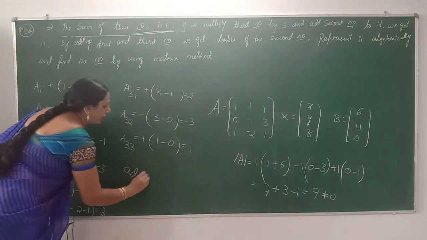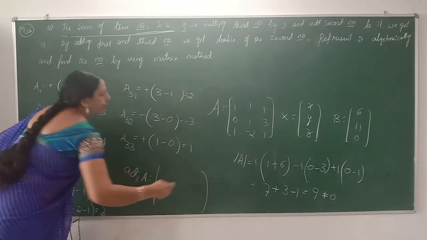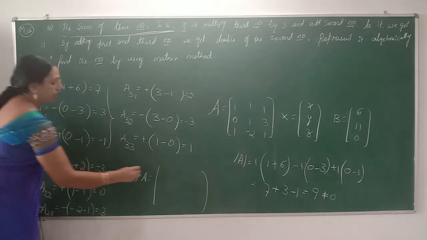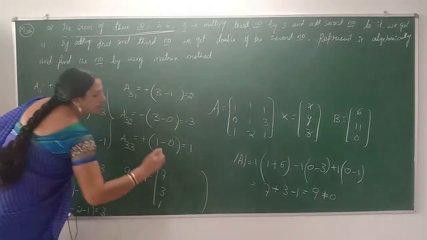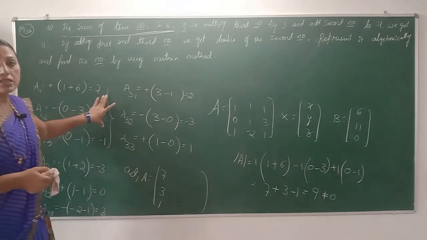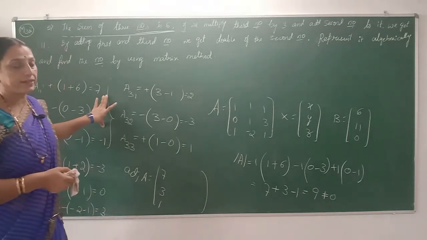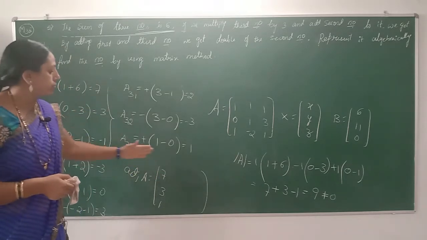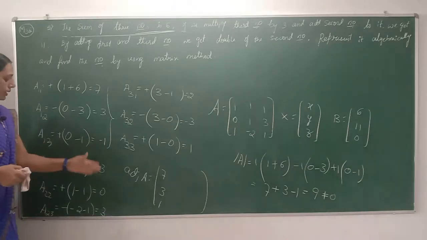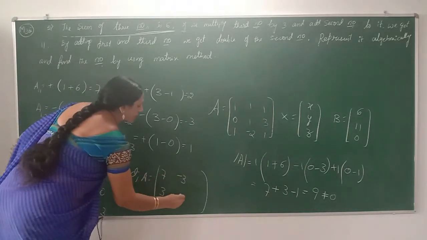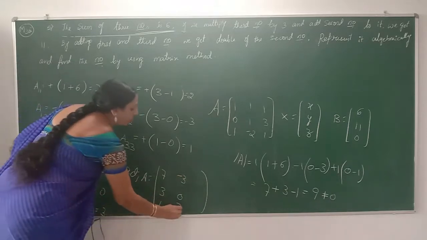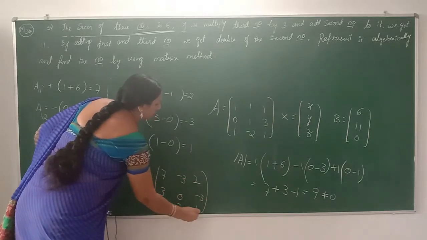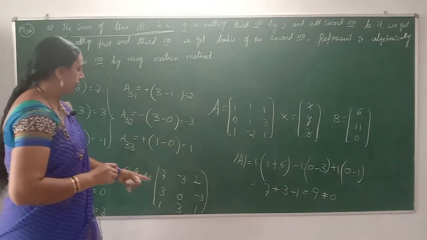Therefore, adjoint of A. Now, the elements of the first row are represented in the first column: 7, 3, minus 1. These are the elements of the first row in terms of cofactors, but in the adjoint, the elements of the first row are represented in the first column, and the elements of the second row are written in the second column: minus 3, 0, 3. And the elements of the third row: 2, minus 3, 1. So this will be called the adjoint of A.